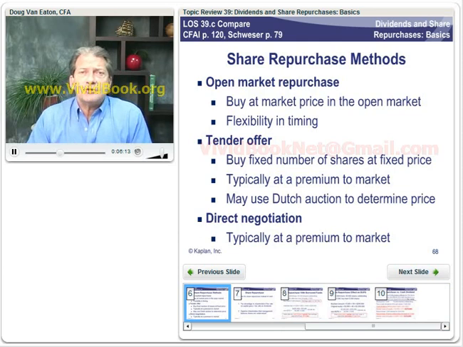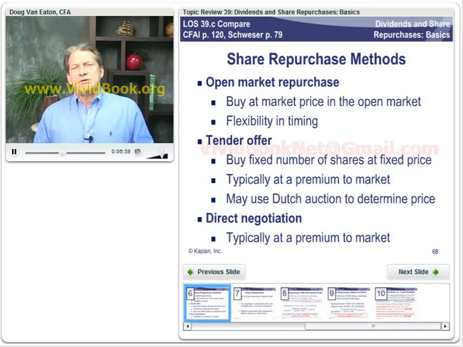Another way to repurchase shares is through a tender offer. In this case, the company says, well, we'll buy a fixed number of shares. We'll buy 10,000 shares at $40 a share. And this is typically at a little premium to the market. So maybe the shares are trading at 39 or 38 and a half, and they make a tender offer to buy shares at 40. If there's more shares tendered than they agreed to buy, then they do it proportionately. They'll buy part of the shares from all the people that responded to the tender offer that they would sell their shares at that price.